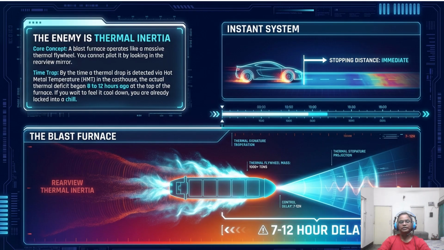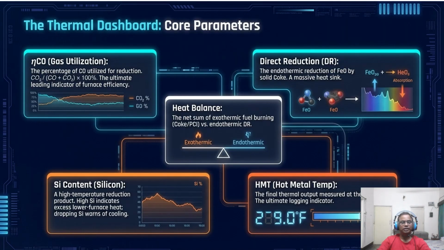So if we cannot rely on just feeling the heat at the tafel, what should we be looking at on our dashboard? The thermal dashboard contains the core parameters. This slide shows the 5 core parameters we need to balance. First is eta CO, or the gas utilization. This is the ultimate leading indicator. It tells us how efficiently we are using gases to reduce ore.